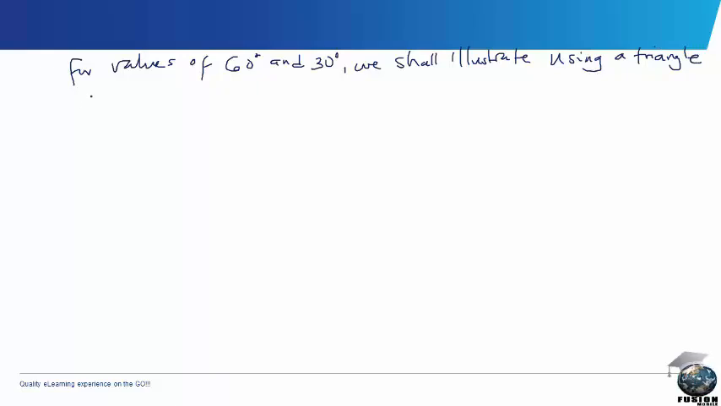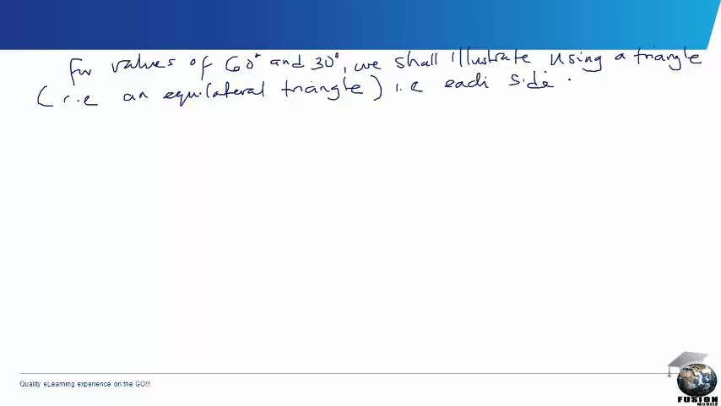Okay, we shall illustrate using an equilateral triangle, because it is only on an equilateral triangle that we can have all the angles being equal. That is, the angles on each side will be equal to 60 degrees each. And I hope we've not forgotten that the sum of angles in a triangle is equal to 180 degrees.